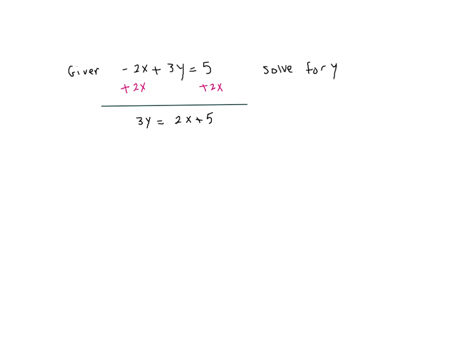Then what do you do next to solve for y? Go ahead and divide by 3. Okay, by both sides, right? Yes. Okay, good. So y is equal to 2x plus 5 over 3. Or can I reduce this? No, you cannot. That's it, right? You're done. Good job.